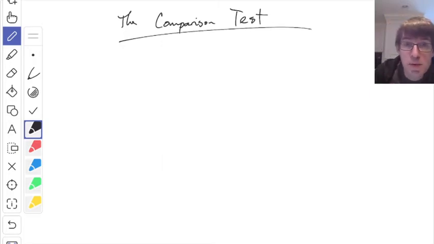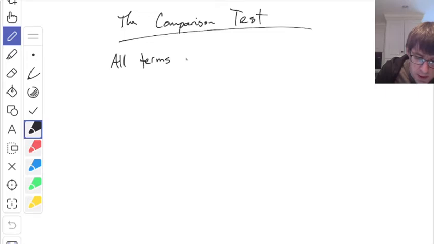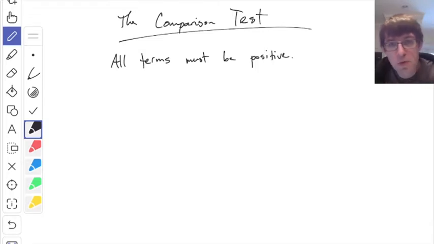And I will just refresh your memory of how it works. First of all, all terms must be positive. If they're not all positive, then you just don't do the comparison test at all. It does not apply. So all terms must be positive, first of all. If they're not all positive, then you've got to do it differently. But here's how it works.